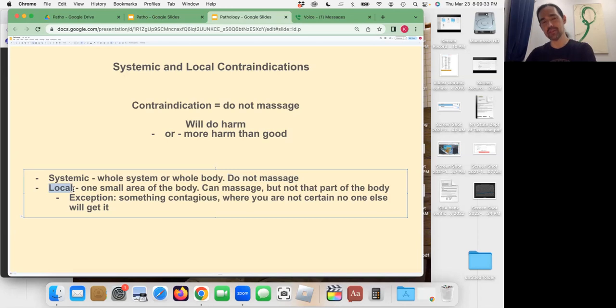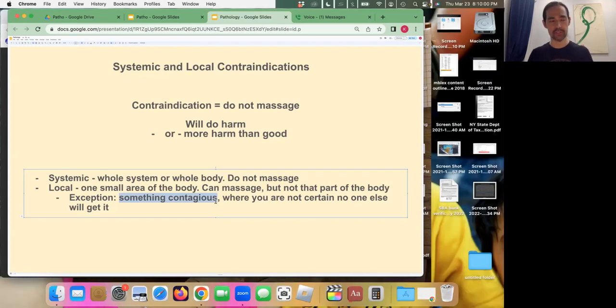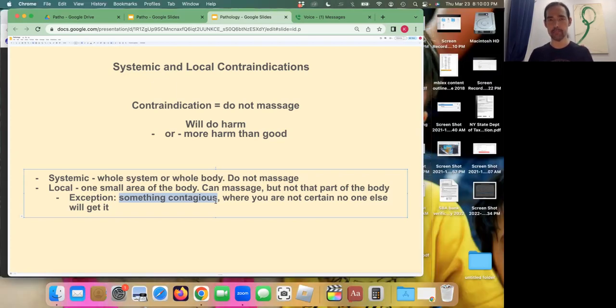So there's systemic and then there's local. Local means one small area of the body. So you still can do massage for these clients, but you can't do massage on that part of the body for which there is something happening locally. There are some exceptions. For example, with something contagious, if you're absolutely 100% certain that no one else in your facility will get the contagion, then it might be okay to work on that person.